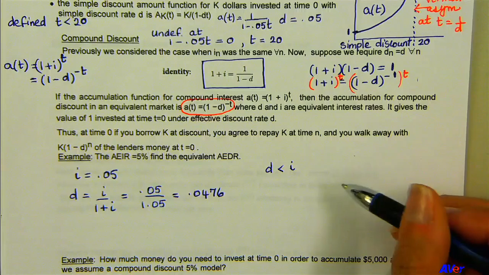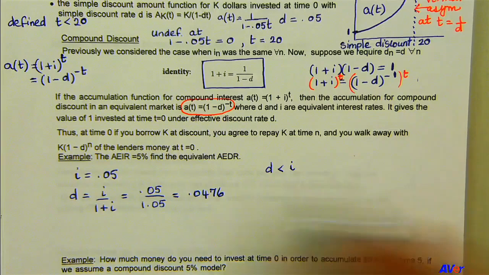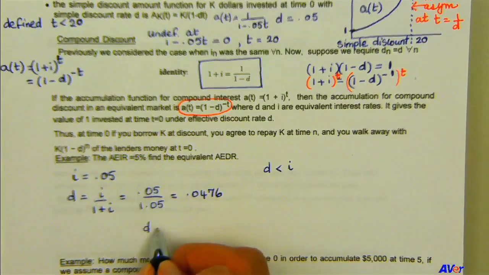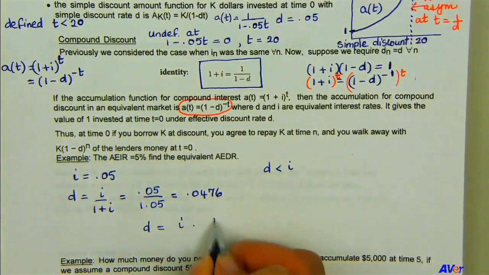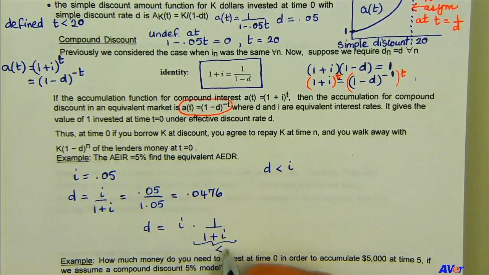So what is your question about this? Anything? Is d less than i always the case? Yes. Remember we showed last time, or once, maybe 2 classes ago, that d is equal to i times 1 over 1 plus i. And since 1 over 1 plus i is always less than 1, d is always less than i.